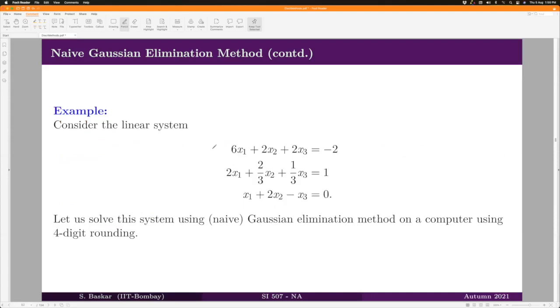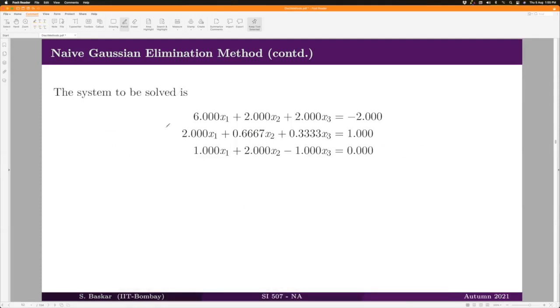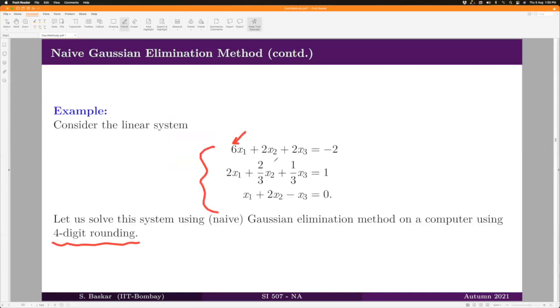Consider the linear system given like this. Well, the first part is okay because A11 is not equal to 0. And we will try to compute the solution of this system using a 4-digit rounding calculation. Remember, after every step, we have to do a 4-digit rounding. So let me write the system like this, where all the numbers are taken as they are. But remember, we have a problem with these two terms.